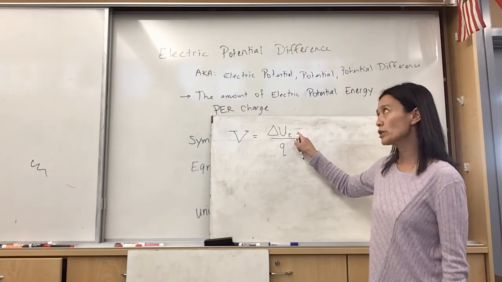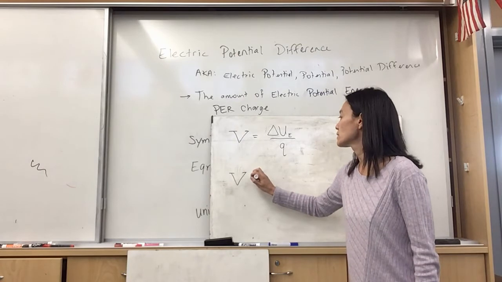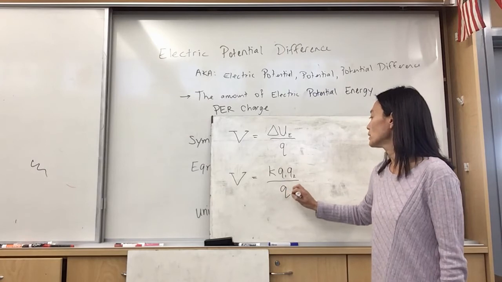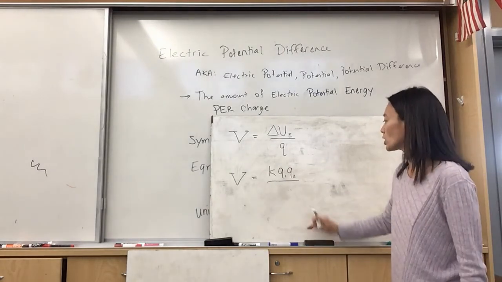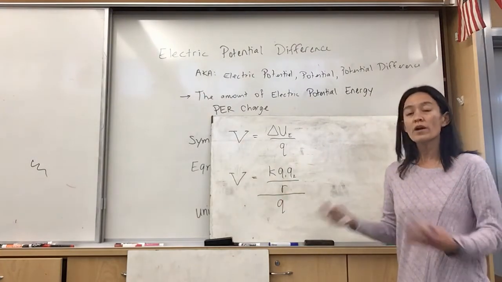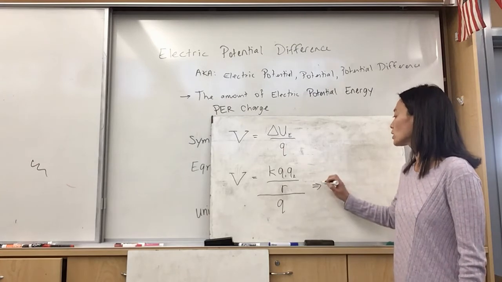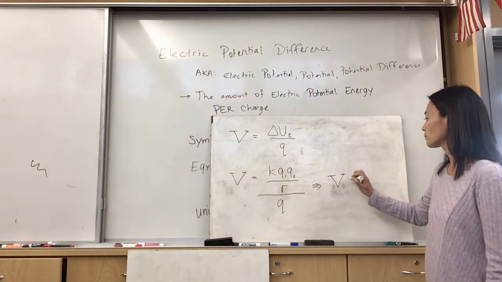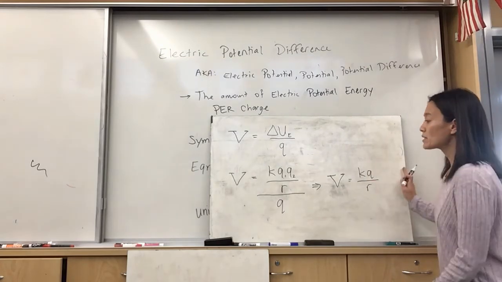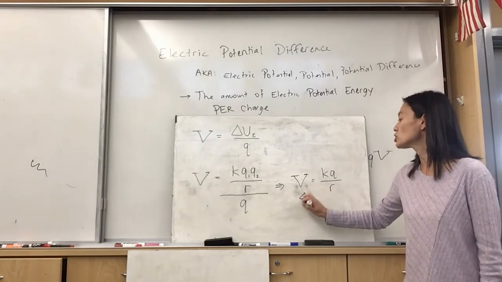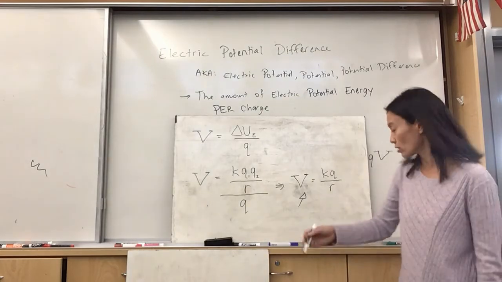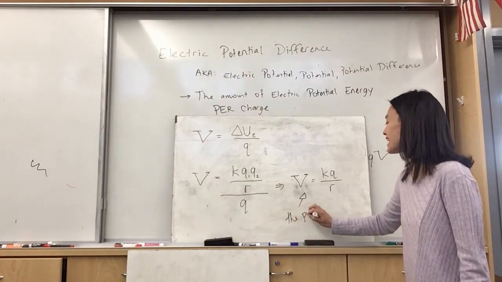If I think back to the equation for electric potential energy that we just derived, this is k Q1 Q2 over r, and then I divide that whole thing by Q. You can see one of my Q's goes away, and so my resulting equation for electric potential is kQ over r, okay? And so this is the potential a charged object has to affect another charged object.